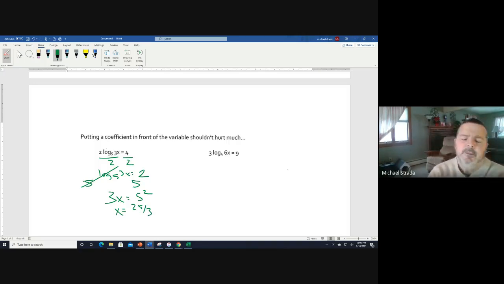Same thing here, divide by 3. Log base 4 of 6x equals 3. So we're isolating the logarithmic part. The base is 4, so now we're going to raise it to a power of 4, which will cancel out the 4 and the log 4, giving us not x, but 6x, equals 4 to the third, 64. Divide both sides by 6 and reduce, and we get our final answer of 32/3.